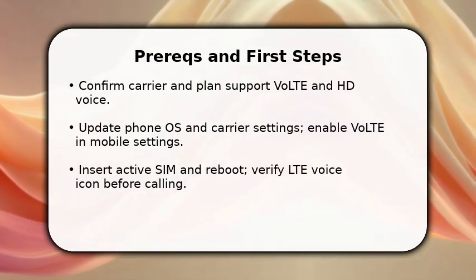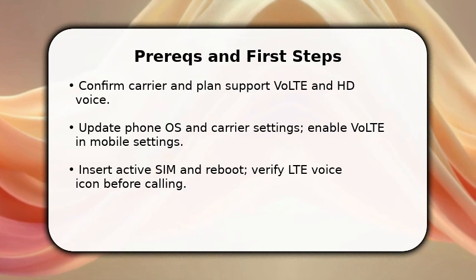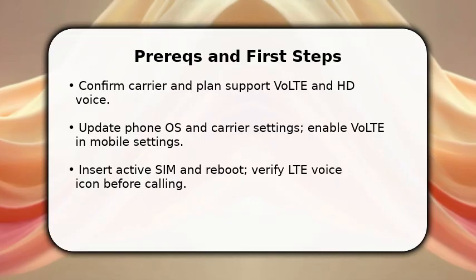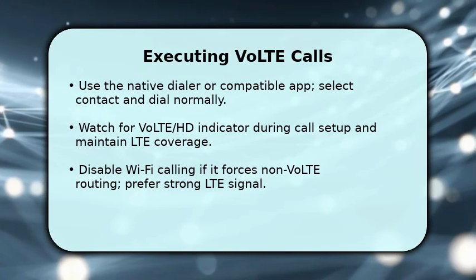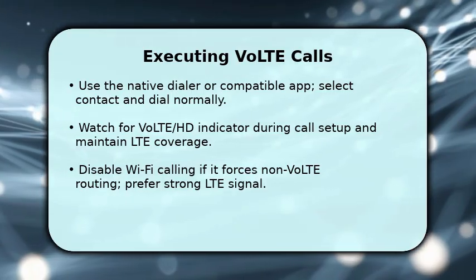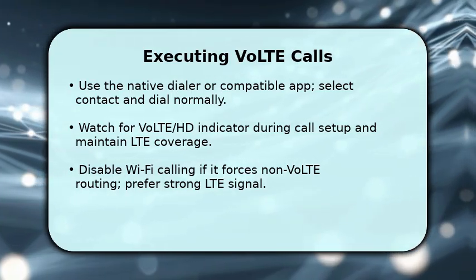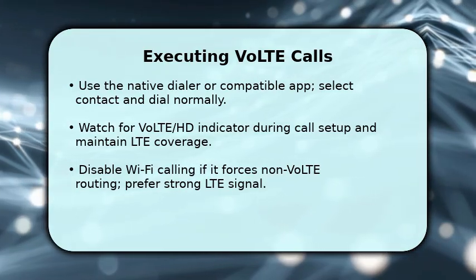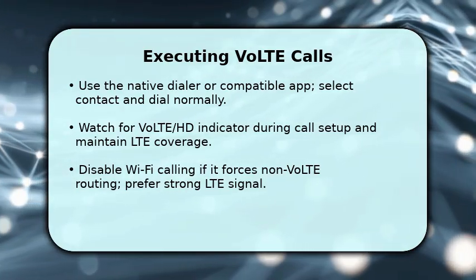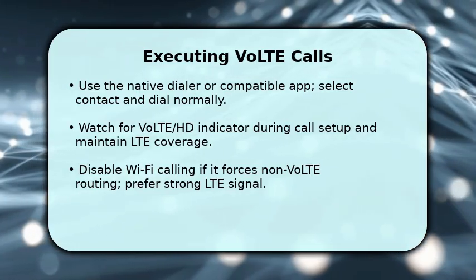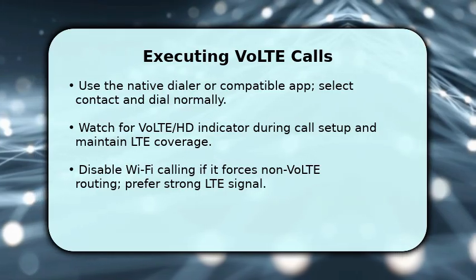If you see a VoLTE or HD icon in the status bar, you're ready to place your first VoLTE call using your regular dialer. Dial the contact from your native phone app or a compatible dialer. VoLTE is automatic once enabled, but watch the status indicator as the call connects so you know LTE voice is active. Keep the phone in an area with solid LTE coverage because VoLTE requires stable LTE data. Step toward a window if coverage is weak.